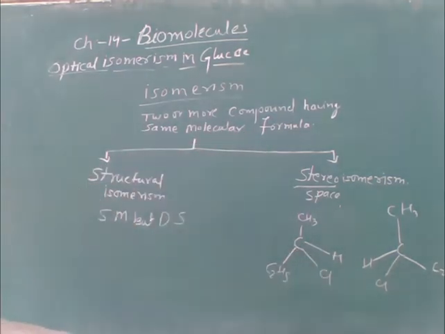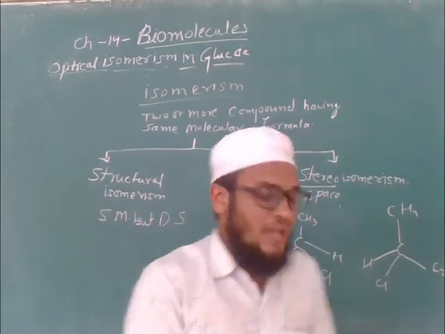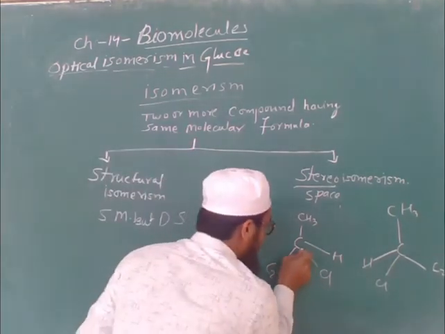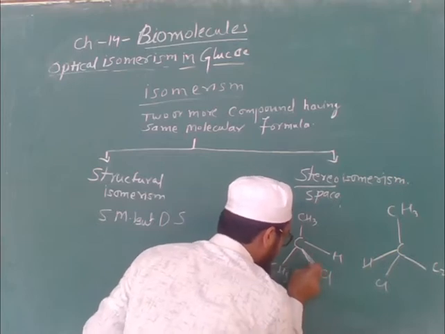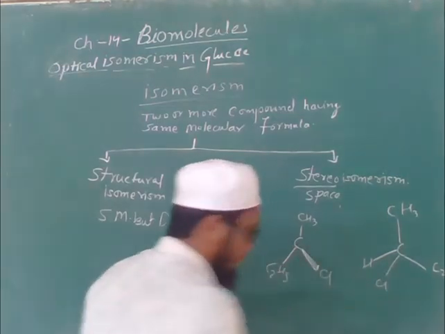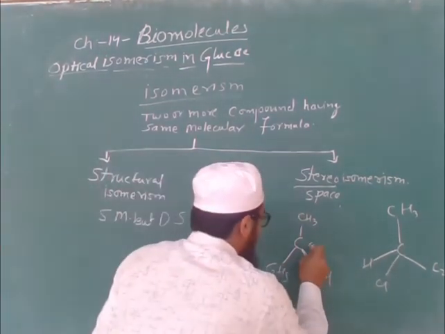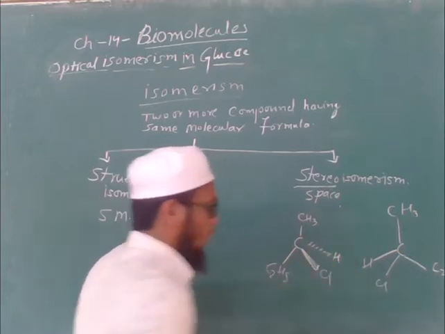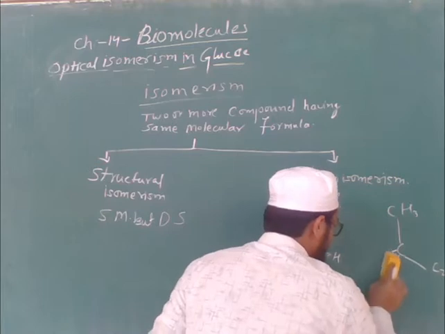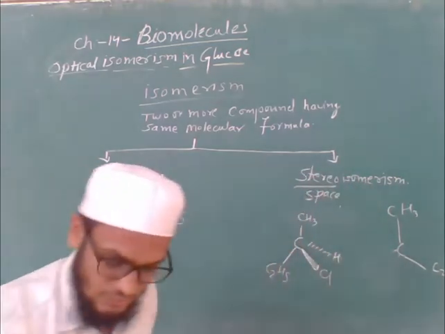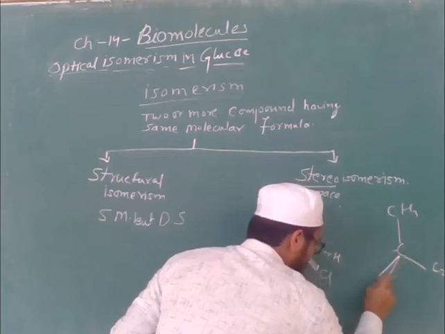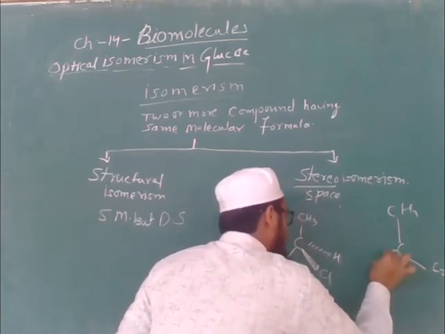Look at the example. Suppose this carbon has a tetrahedral geometry. Suppose this chlorine is coming towards you, and this hydrogen is going away from you. Now what will be in its mirror image? In its mirror image, what difference will you notice? You will notice that this chlorine will be as it is here, and this hydrogen.